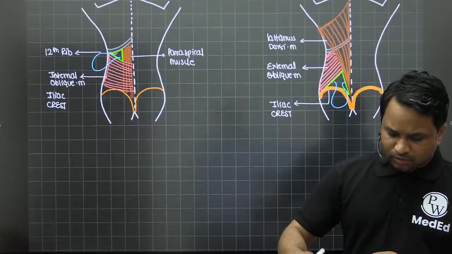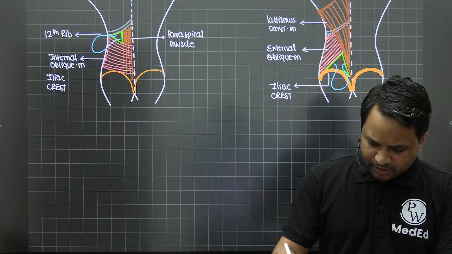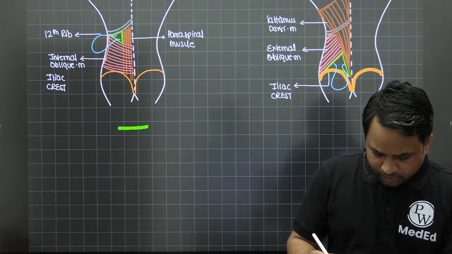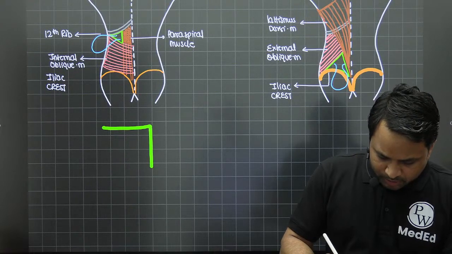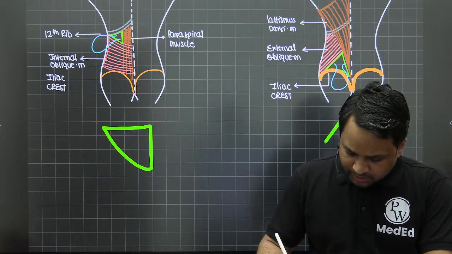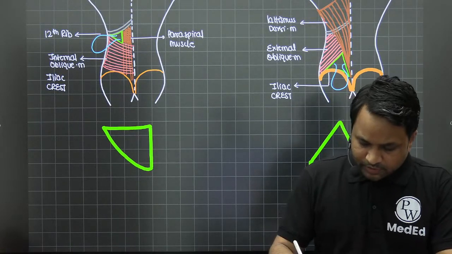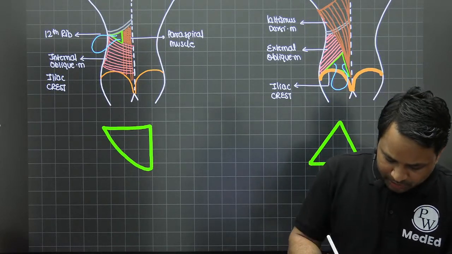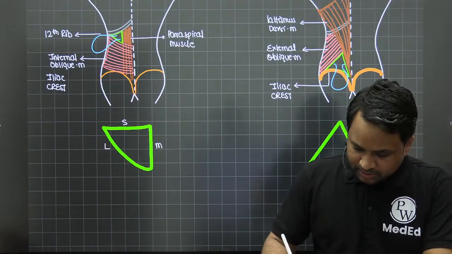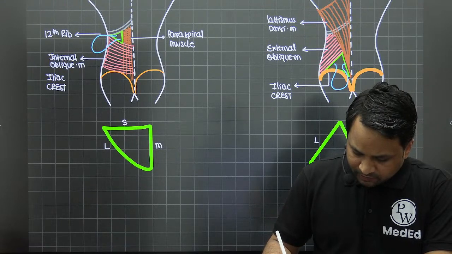Now, usually to make your life difficult, whenever they ask you about any triangles, they will ask you what is your superior boundary, what is your medial one, what is your lateral one, right? So this is one boundary and this is your inferior lumbar triangle, this is another boundary. So we'll just simply label them. This is the superior boundary, this is your medial boundary, this is your lateral boundary. This is going to be your lateral boundary, this is your medial boundary, this is your inferior boundary, right?